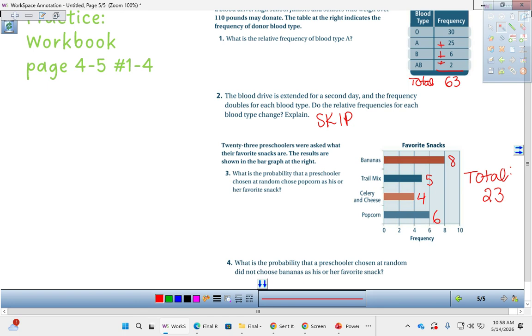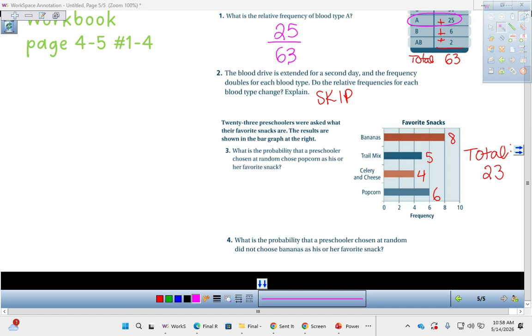What's the relative frequency of blood type A? I heard 25 somewhere. All right, so there's 25, and then the total is 63. So that answer should be 25 out of 63. What's the theoretical probability of blood type A? How many blood types are there? 1 out of 4. Yeah, hypothetically it would be 1 out of 4. I don't know if that's actually true. I think it's not true. Isn't O really hard to get? Not a lot of people have one. So theoretically 1 out of 4. All right. Skip number 2.